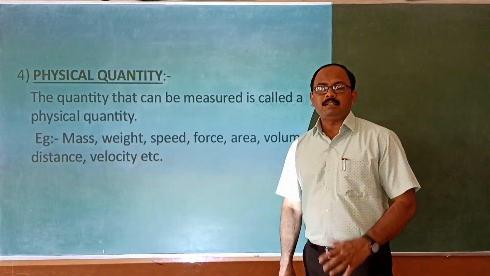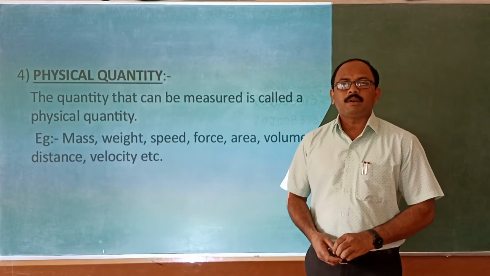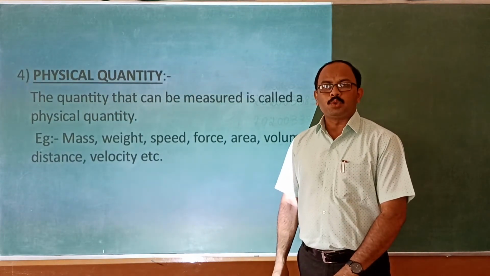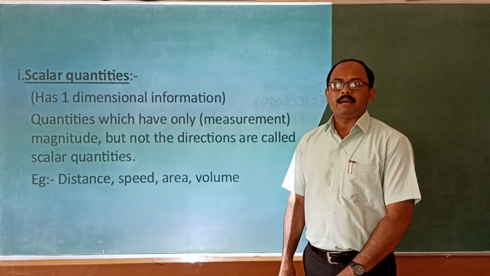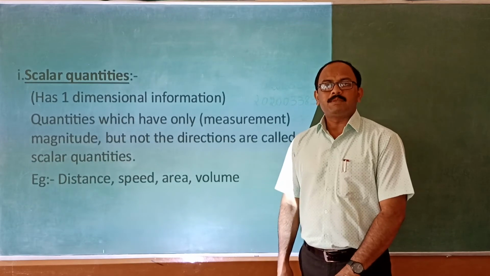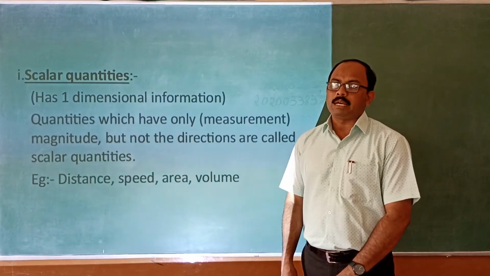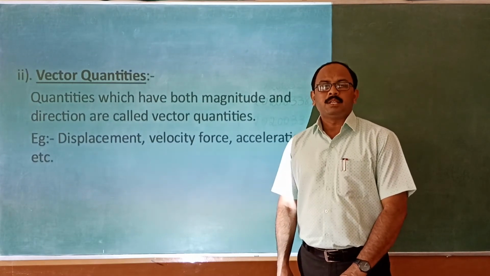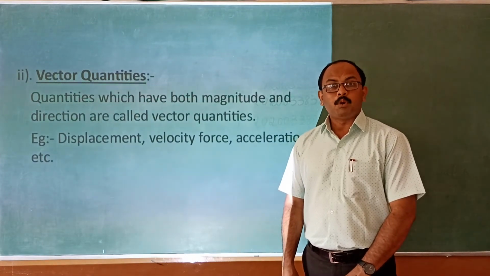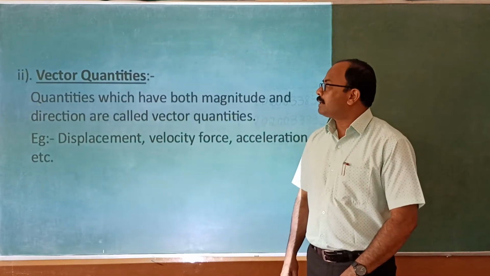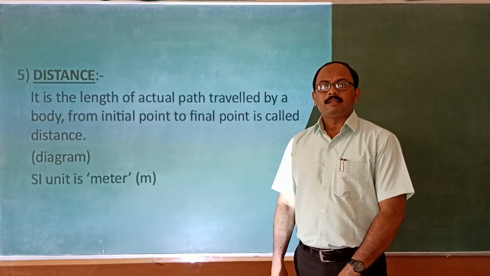Physical quantities: quantities which can be measured are called physical quantities. They can be categorized into two: one is scalar and another is vector. Scalar quantities are quantities which have only magnitude but no direction. Examples are given, children. Vector quantities, quantities which have both magnitude and direction, are called vector quantities. Then distance.